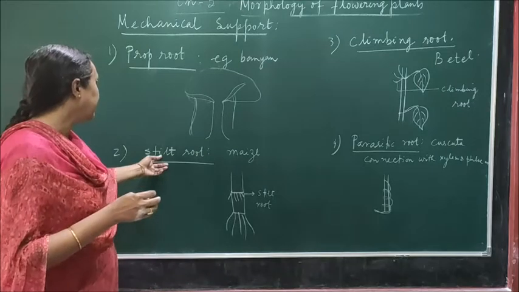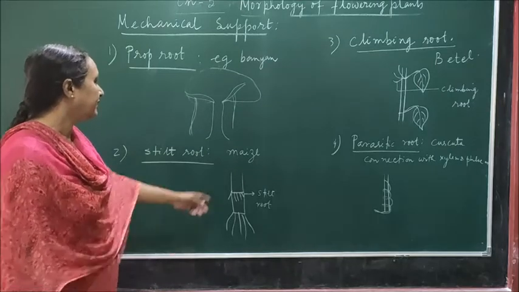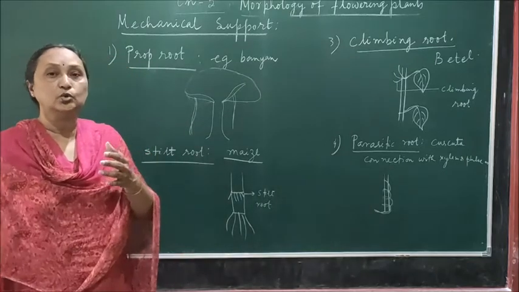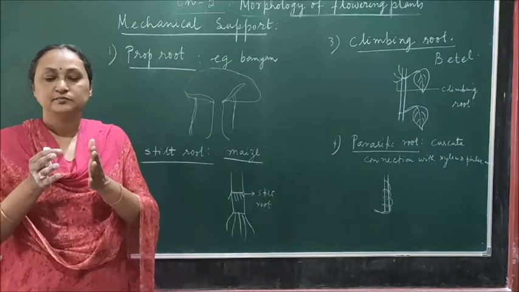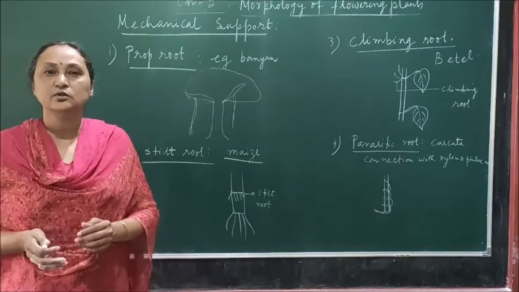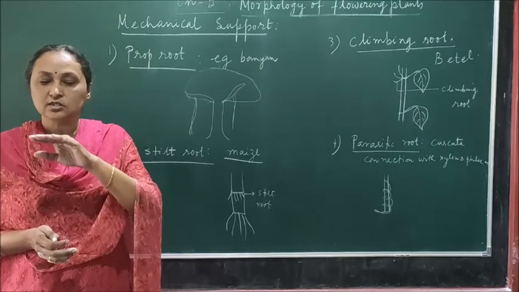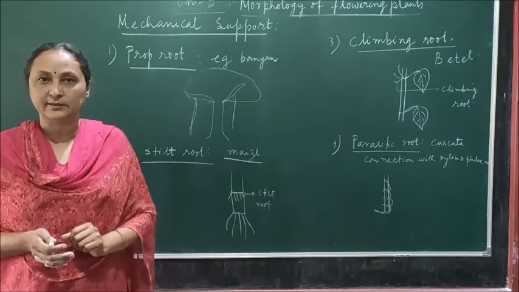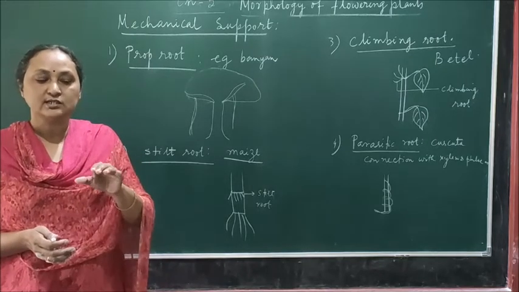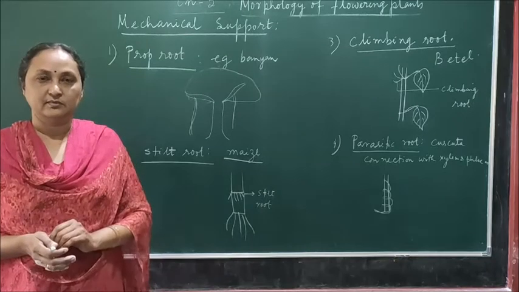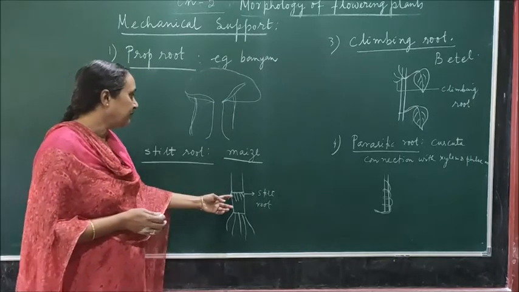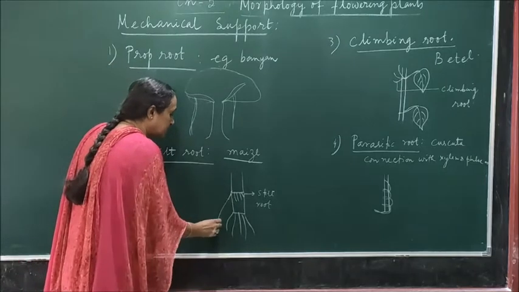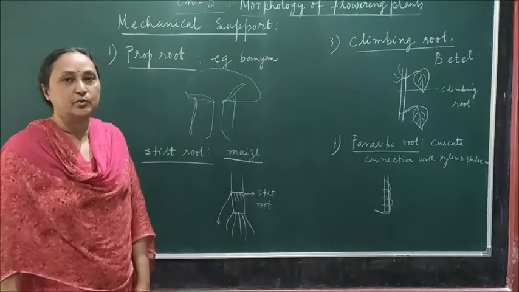Now the second type is the stilt root, which you can find from the basal nodes. Because on the stem there are nodes and internodes present, and the nodes are demarcating lines which are seen on the stem. So from the nodes situated near the base of the stem, roots develop. And ultimately these roots also enter into the soil to provide support.